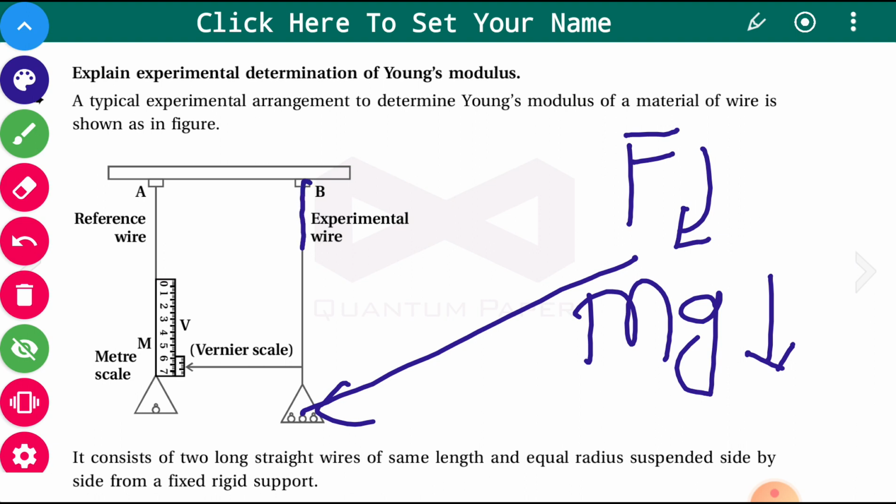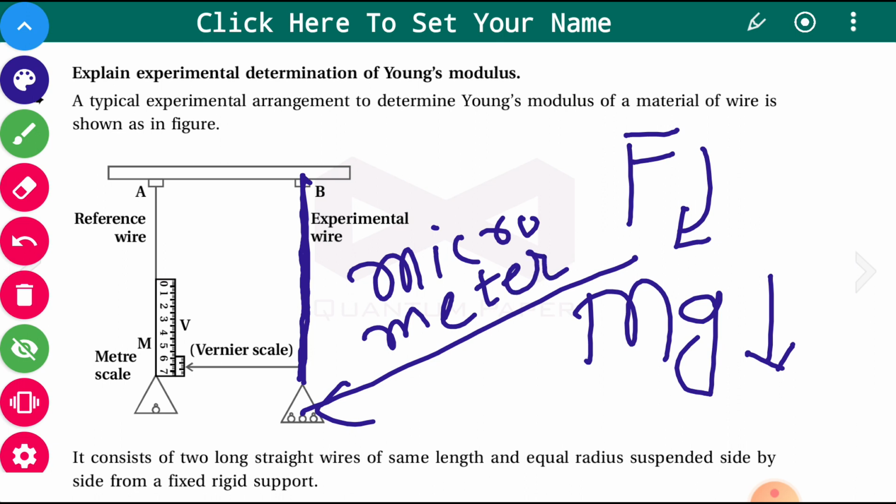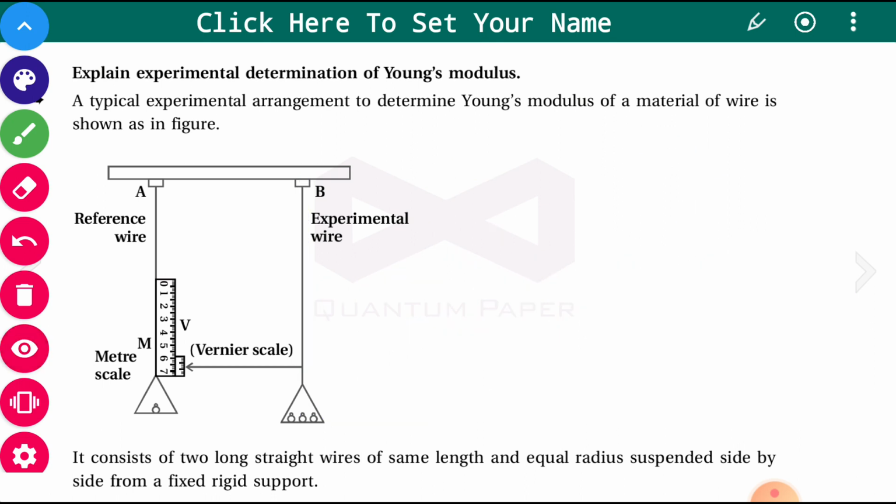Before that, we measure the radius of this experimental wire by using a micrometer screw. The micrometer screw is used to measure the radius. First of all, it will measure the diameter, make it half, you will get the radius. Then you apply the mass m here on this pan, so the mg force will be acting in the downward direction. So the force which you have applied from outside, F is equal to mg. Or if you place capital M, then the force will be F equal to Mg.